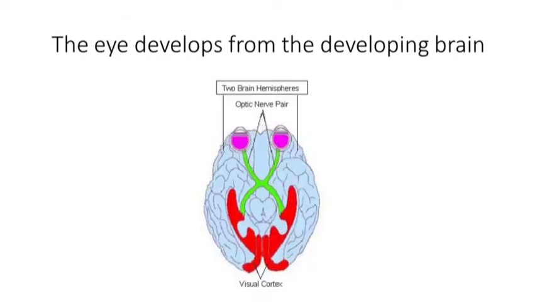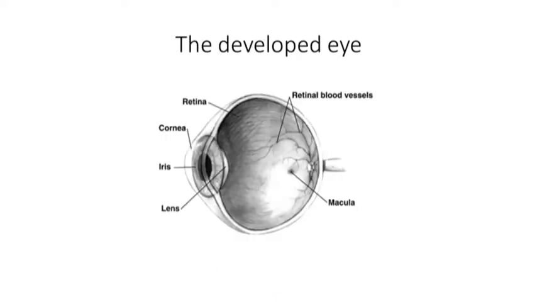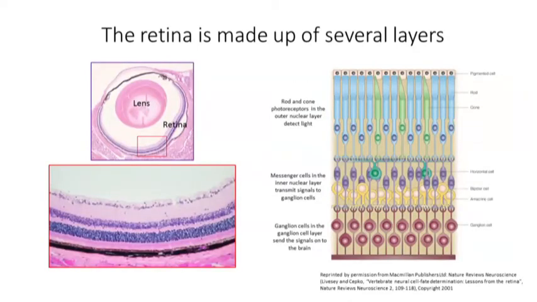The eye develops from the developing forebrain, making the retina at the back of your eye a part of your central nervous system. Let's look at the structure of the eye in a bit more detail. Your eyes are required for vision. Light enters the eye through the cornea and lens at the front and is focused onto the retina at the back of your eye. The retina is made up of lots of different cell types, which are all required to process the light signals and transmit the information to the brain via the optic nerve.